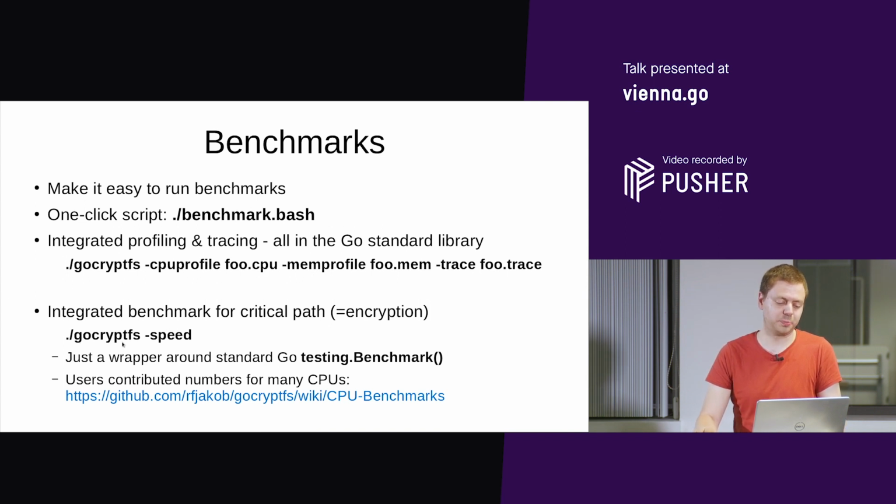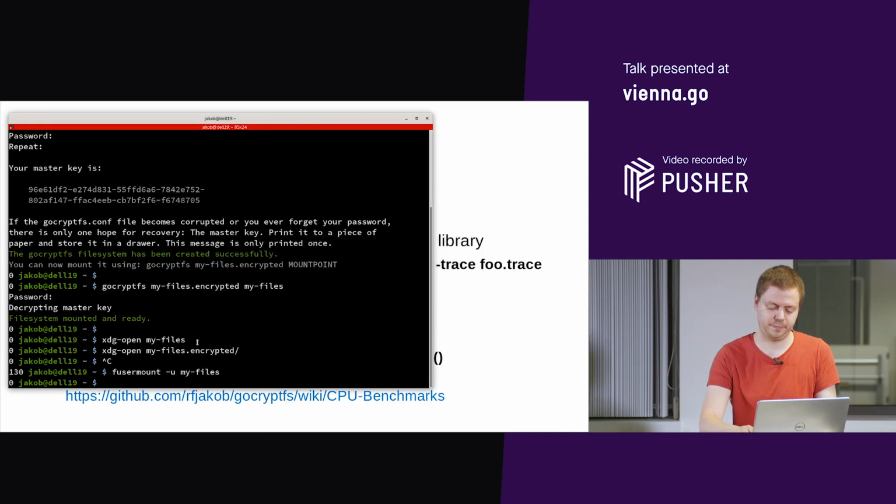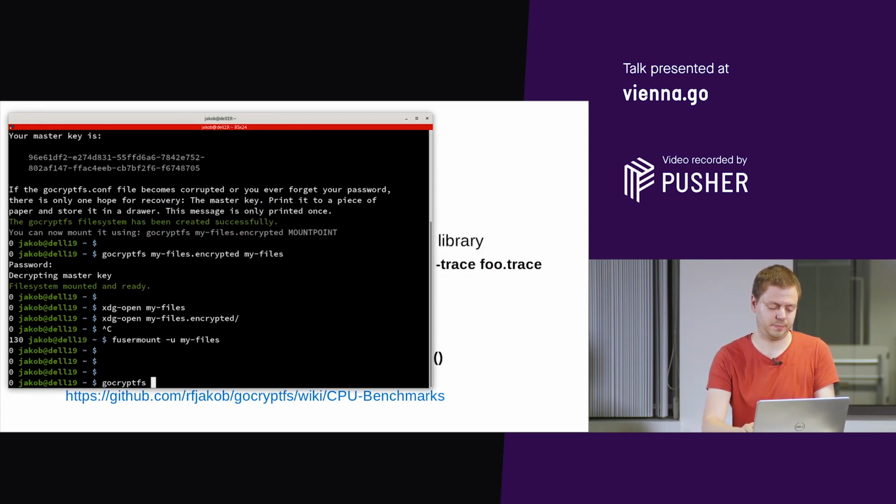Then what was also pretty helpful is to have, for the critical path for gocryptfs, that's encryption, a very simple speed test included. Maybe I can show it quickly, what it does.